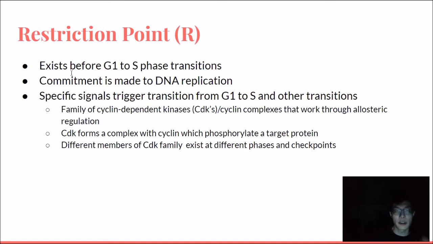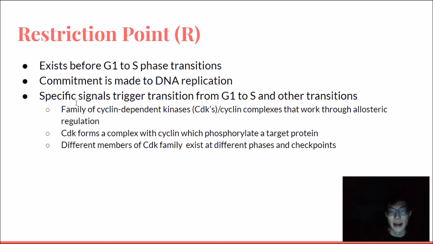And this restriction point at the boundary between the G1 and S phase is basically that step again that's going to push the cell to commit itself into replication. And specific signals actually sort of trigger that transition from G1 to S, as well as other transitions as well, for instance, from S to G2.